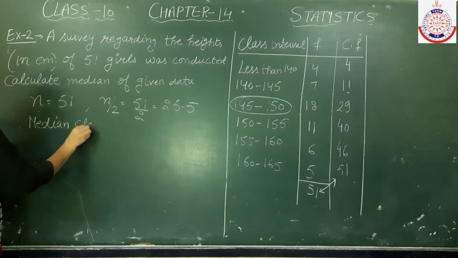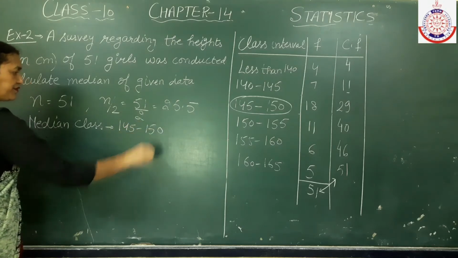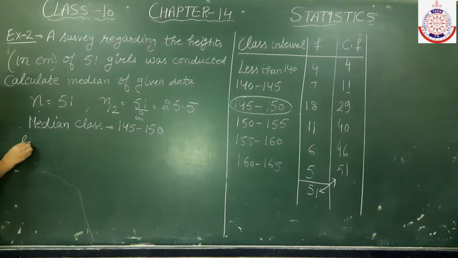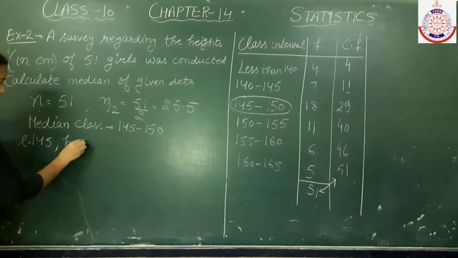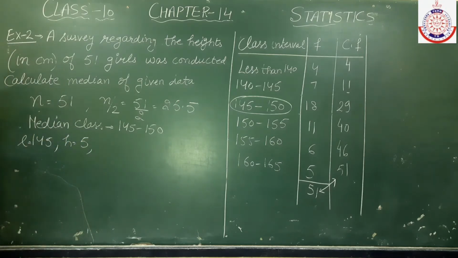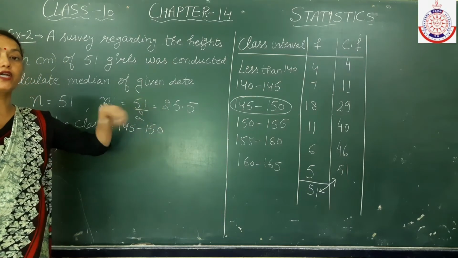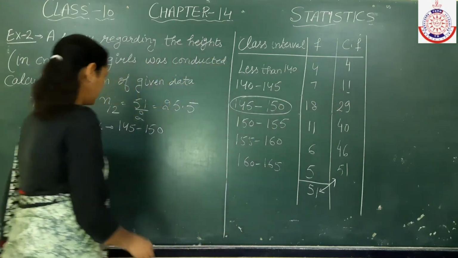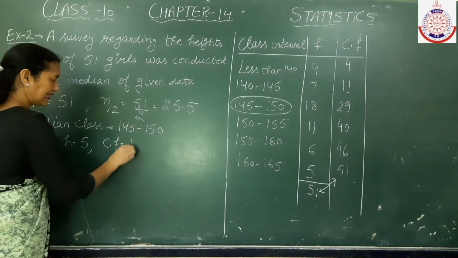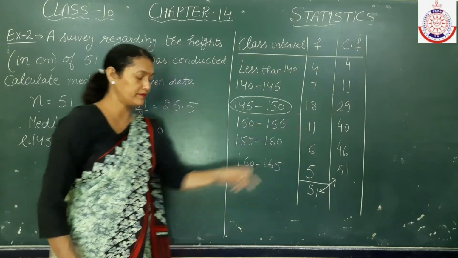Median class 145 to 150. So what is lower limit? Lower limit is 145. Class with gap of 5, so h is 5. Then n by 2 we are having 25.5. Cumulative frequency of preceding class, that is value is 11, and frequency of median class, that is 18.